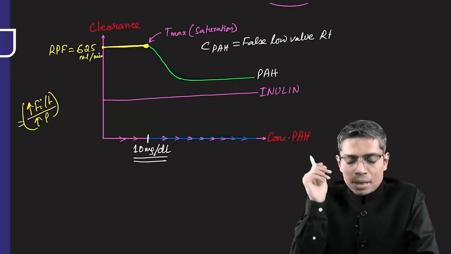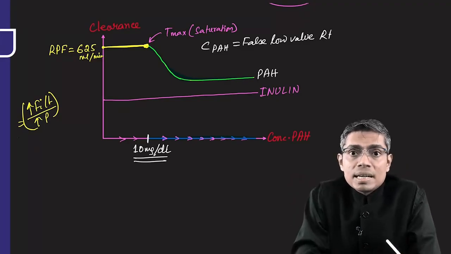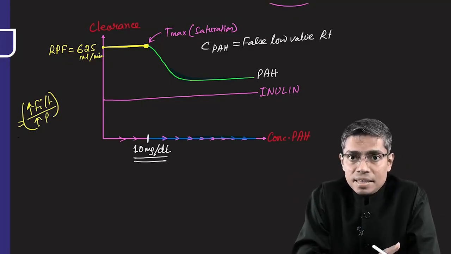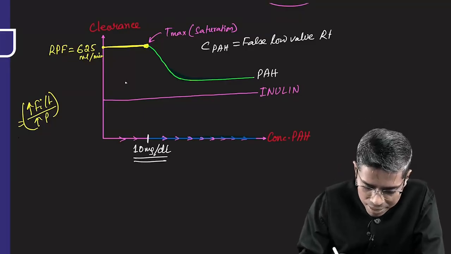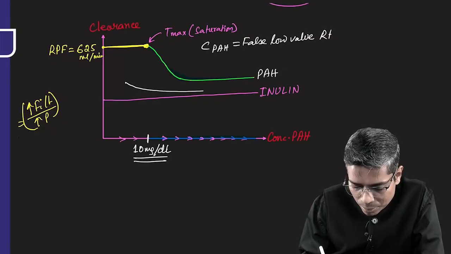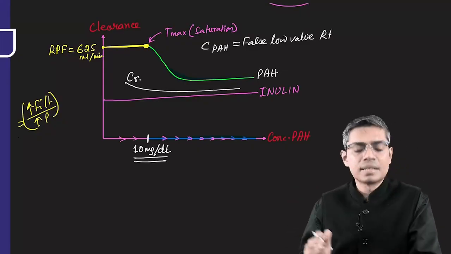If I ask you the clearance of creatinine, where do you want to put that curve? Creatinine is secreted. Secreted means the value will be more than the inulin value. So the creatinine clearance curve will be just above the inulin clearance curve. So this is the creatinine clearance curve.